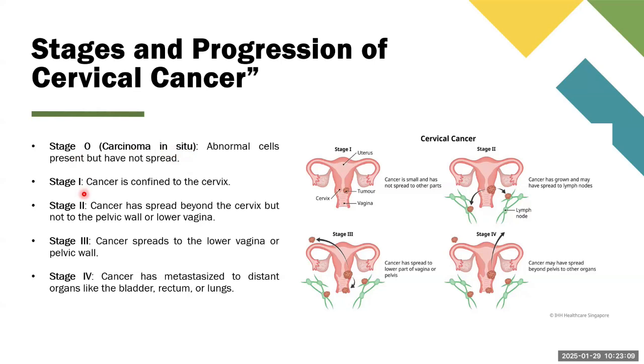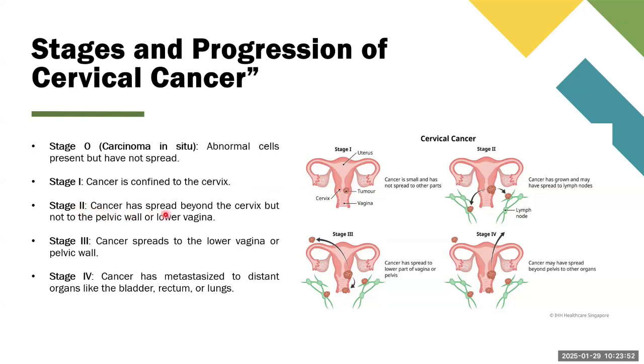Then comes stage 1. Cancer is confined to the cervix. This is the cervix, and this is the tumor here. It's a tumor that we can see with the naked eye, that might or might not be obstructing the normal opening of the reproductive tract, which is the cervical opening. This is stage 1, which means it has not spread yet to any lymph node or any other organ.